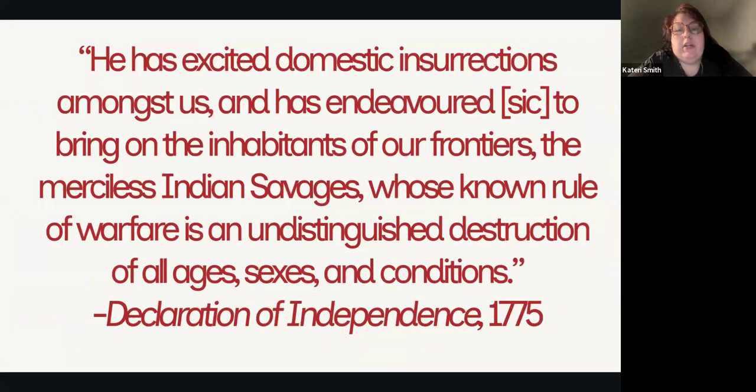First, we have to go into a little bit of background about why this displacement occurred and the shift in perspectives. Within the founding document of the United States, the Declaration of Independence, Native peoples are called merciless Indian savages who basically wage warfare against any settler on the frontiers, and that was one of the main reasons given to separate from Great Britain.